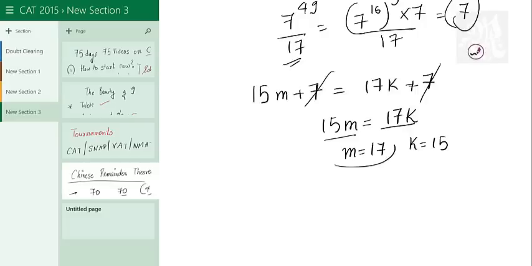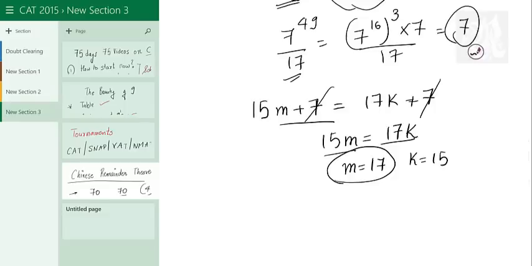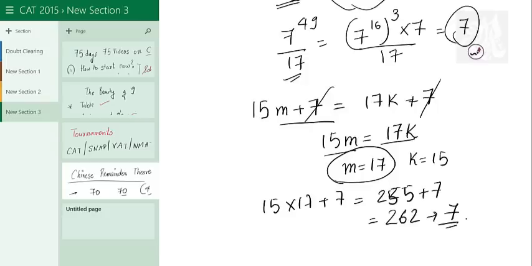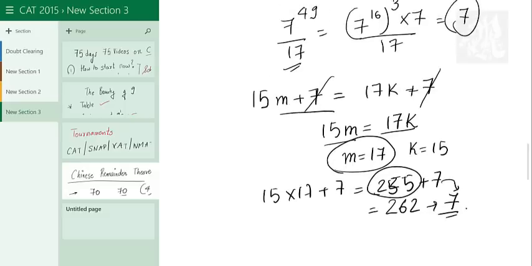And then you can substitute m is equal to 17 in this one, and you get 15 into 17 plus 7, which is 255 plus 7, which is nothing but 262, which means the remainder actually is 7, because 255 will divide itself out here. So the remainder is 7. So a beautiful conclusion here.